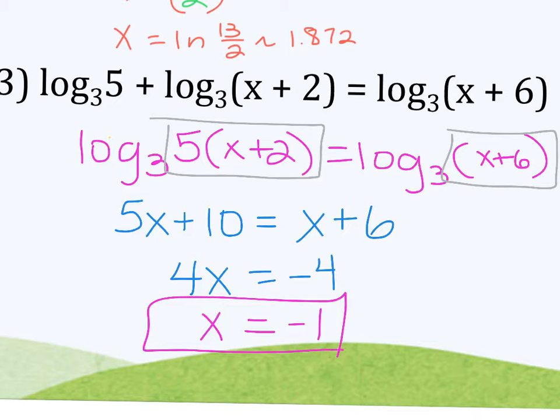And because there are logs in my initial question, I check this answer. If I take the negative 1, there's nothing to plug in here, so I don't have to worry about that one. If I take the negative 1 and plug it into x on that second one, negative 1 plus 2 is 1. Positive, totally fine. Take the negative 1, plug it in here. Negative 1 plus 6 is 5. That's still positive, so it works.